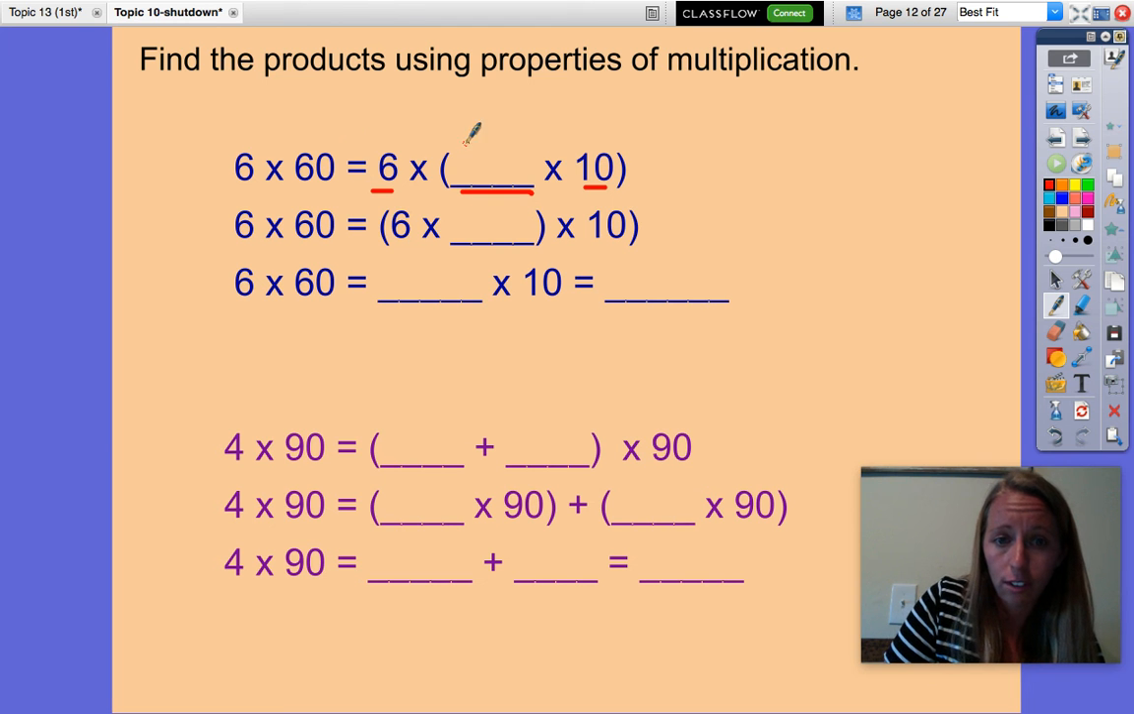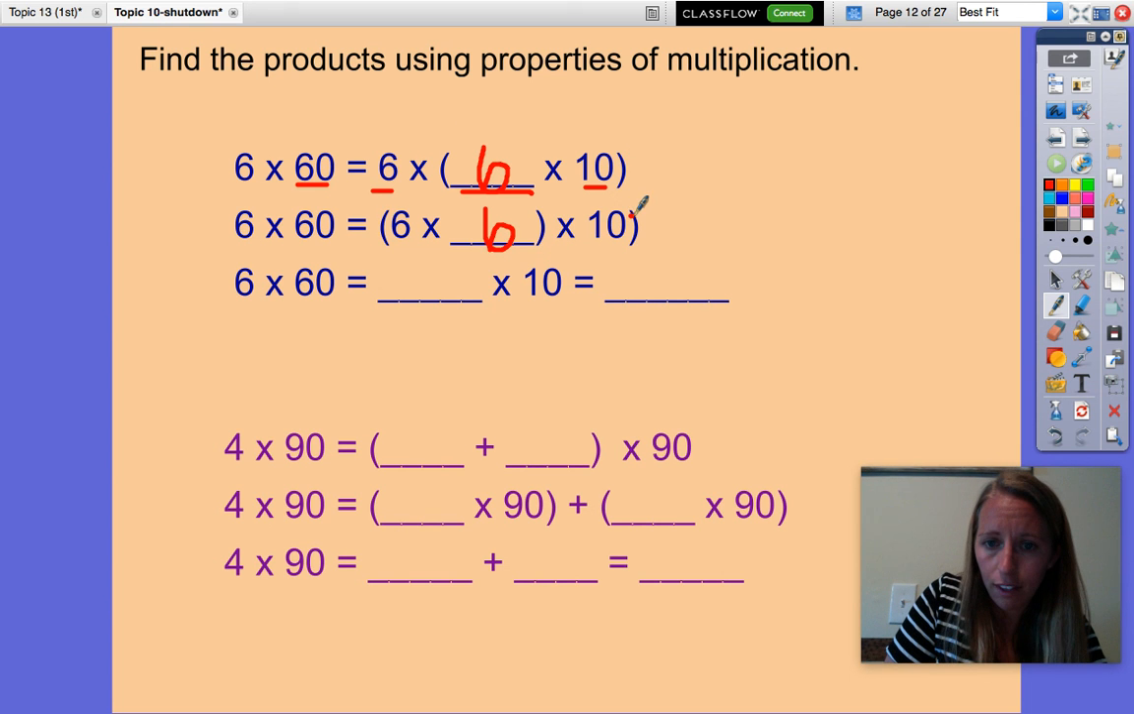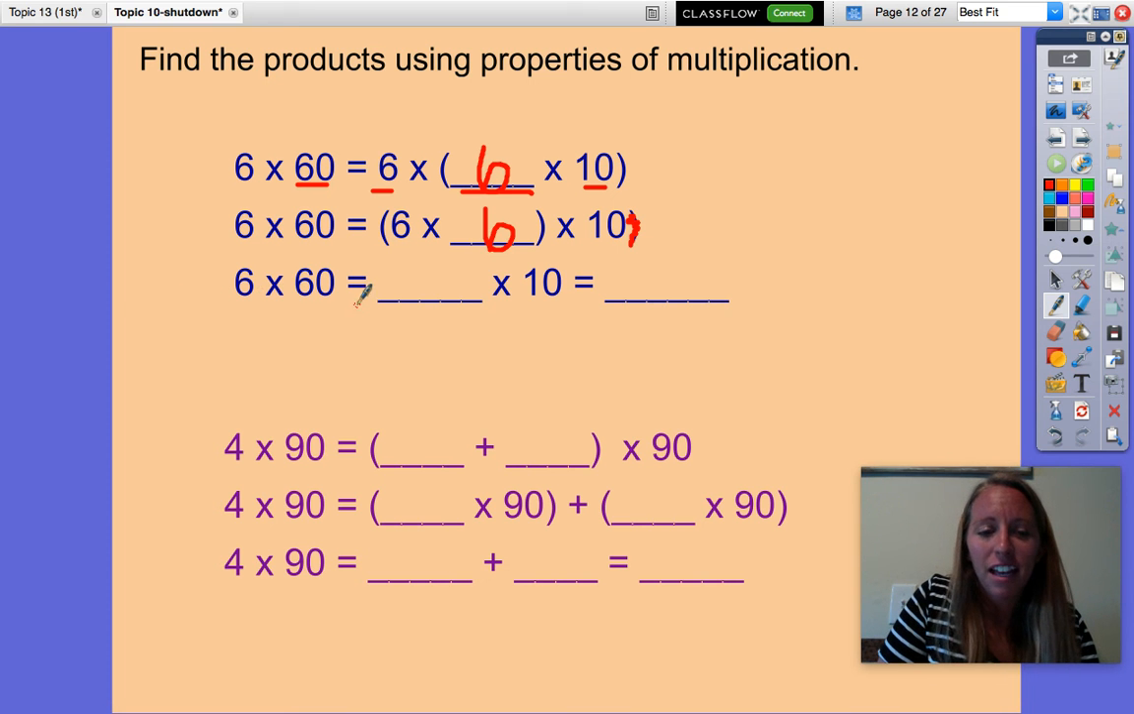So 6 times 60 turned into 6 times something times 10. We're not going to think of it as 60. We're going to think of it as 6 times 10. So all we're doing here, 6 stays the same, and the 60 was broken up into 6 times 10. Here, we're doing this same exact thing, 6 times 10, except we're grouping it in a new way. Here we were grouping 6 and 10. Here we're grouping 6 and 6. This is a typo. That shouldn't be there. Sorry. All right. Next one.